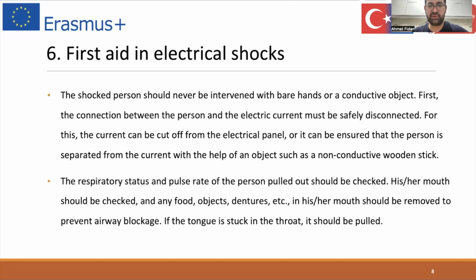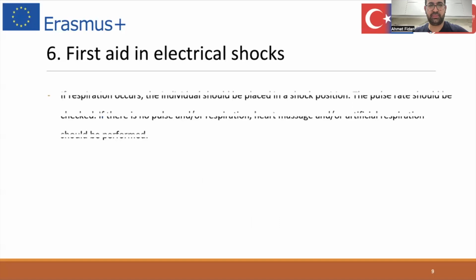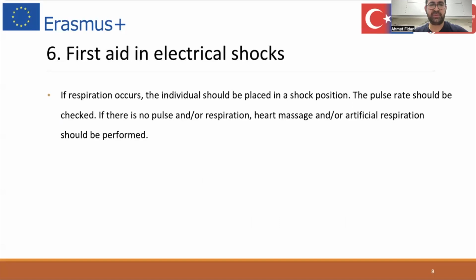The respiratory status and pulse rate of the person pulled out should be checked. Her mouth should be checked, and any food, objects, or dentures in her mouth should be removed to prevent airway blockage. If the tongue is stuck in the throat, it should be pulled. If respiration occurs, the individual should be placed in a shock position. The pulse rate should be checked. If there is no pulse and respiration, heart massage and artificial respiration should be performed.